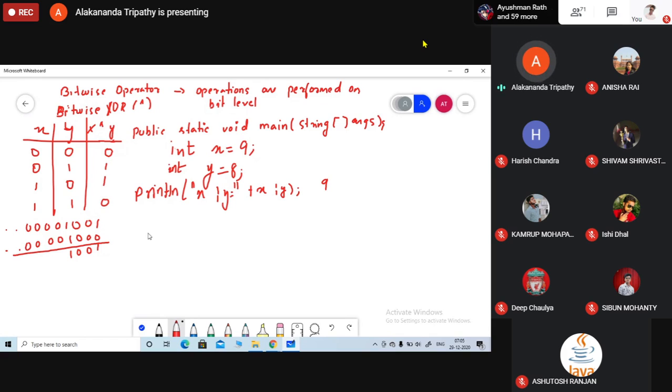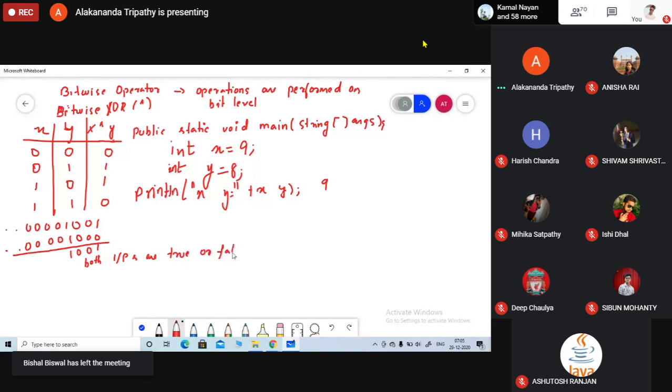So now here, what is the value? We are going to perform which operation? XOR operation. Ma'am, can you repeat the condition again? Yes. If both inputs are true or both are false, the output is false. Otherwise, true.